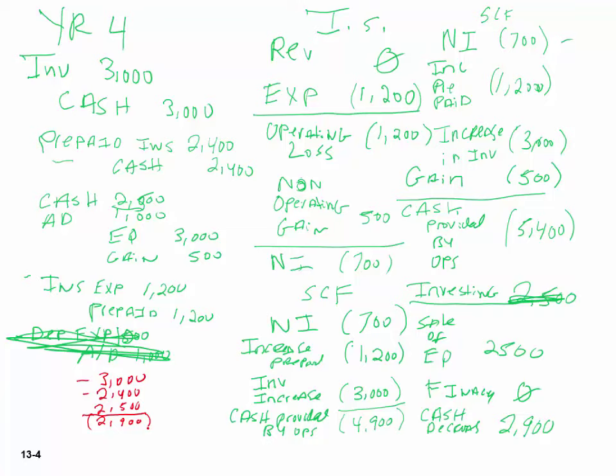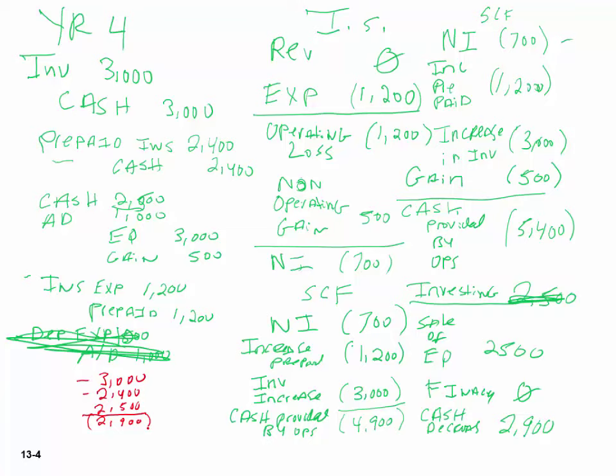I credited cash for $2,400, and I debited prepaid insurance $2,400, didn't I? Then I debited insurance expense for 1,200 and credited prepaid insurance for 1,200. So there's still $1,200 of this prepaid insurance sitting on the balance sheet, right? It's not on the income statement. It didn't contribute to the $700 loss. So my cash came down $1,200, so I have to subtract that from cash because I'm trying to get cash used by operations.